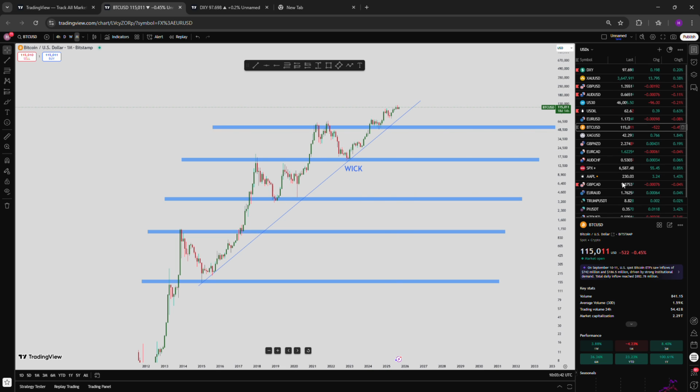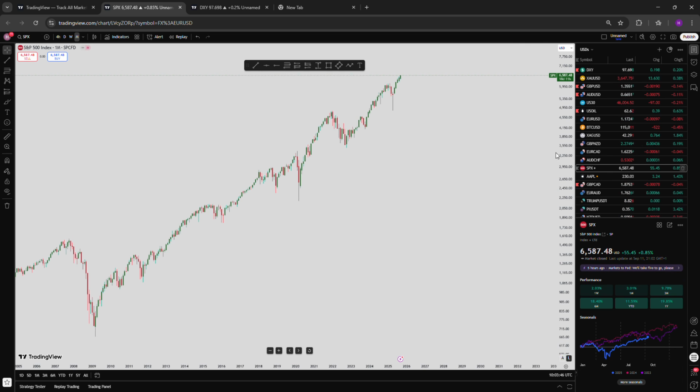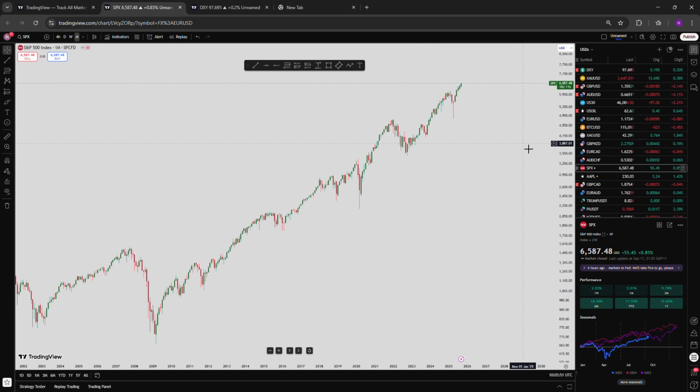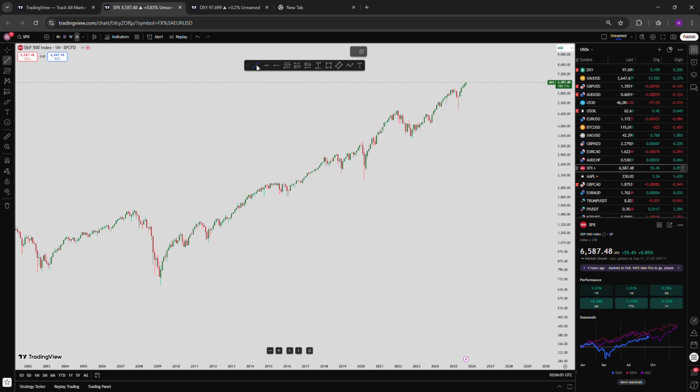Let me see, is there any other example? S&P 500. I should be able to see proper examples. Oh, this pair just keeps going up. Anyways, this is also an uptrend. This is my first wick, right? This is my second wick. And notice I wouldn't draw it here because it's too close to the market. This is my second wick, right?